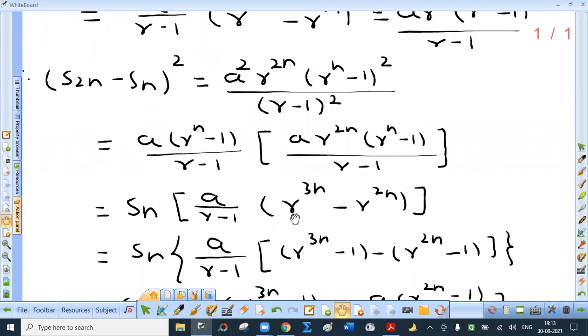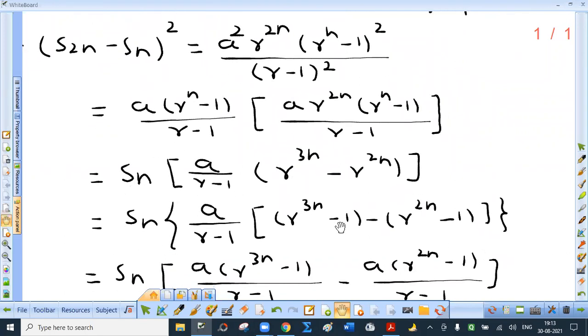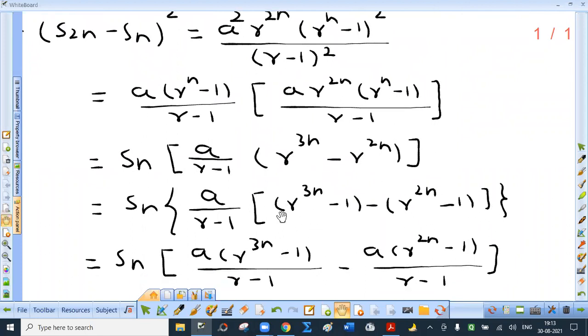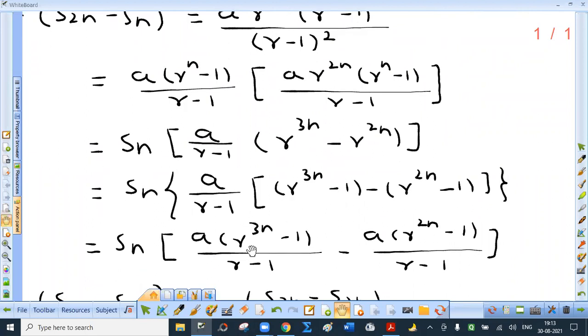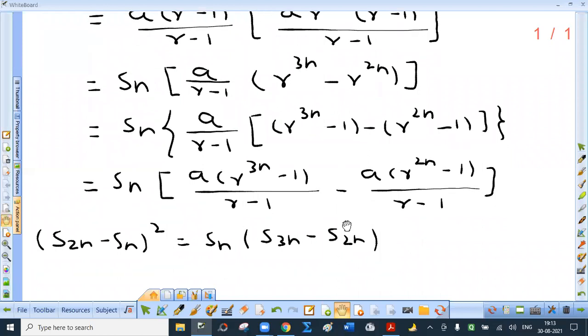Note that I have to prove that S2n minus Sn square is Sn into what? S3n. And for that, we have to make some arrangement. Subtract 1, add 1. I have written the same, but in the required form. Now, open the bracket. So, A into R raised to 3n minus 1 upon R minus 1 minus A into R raised to 2n minus 1 upon R minus 1. Note that this is S3n and this is S2n. Hence the result.